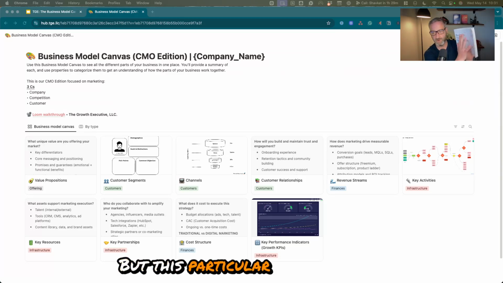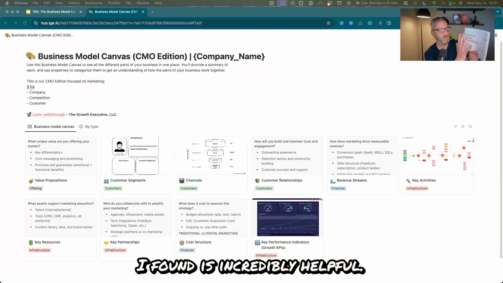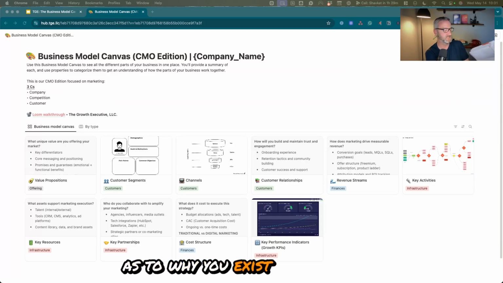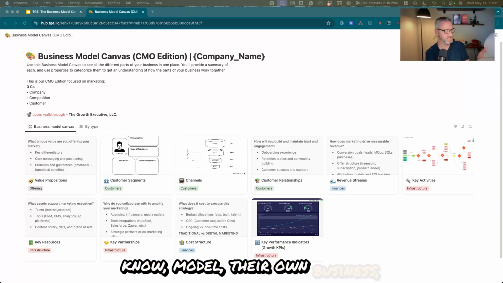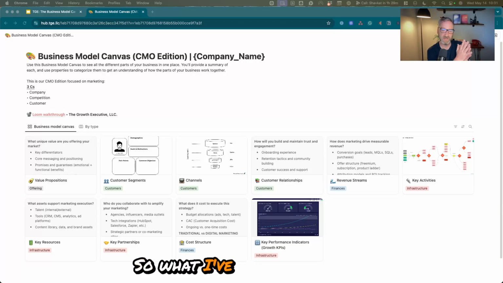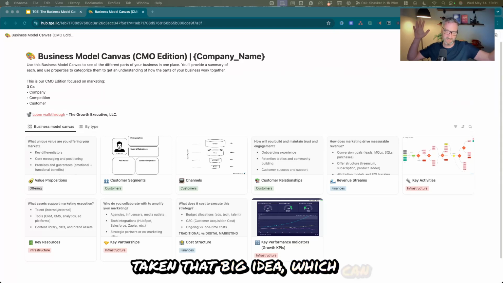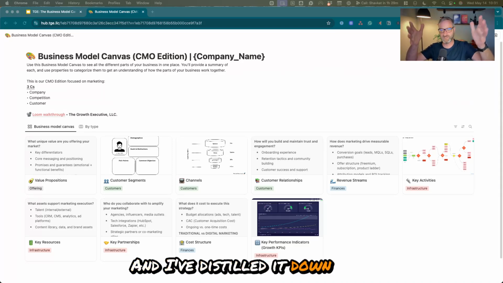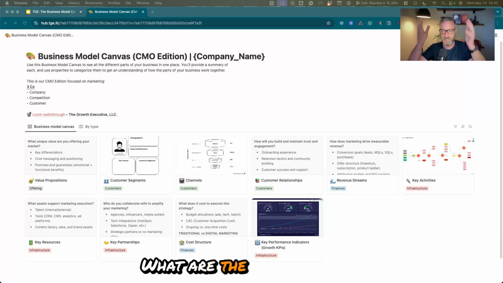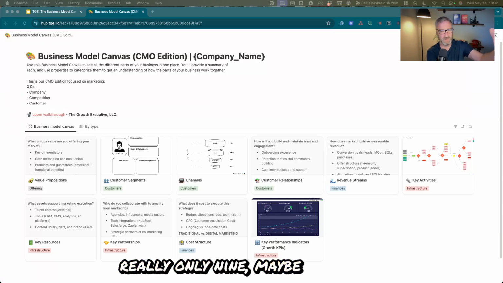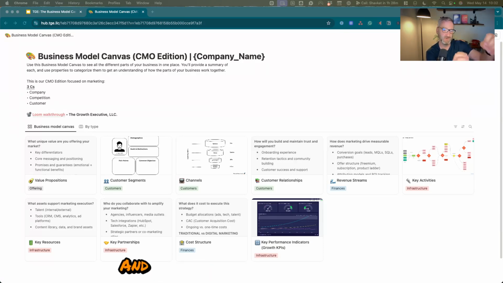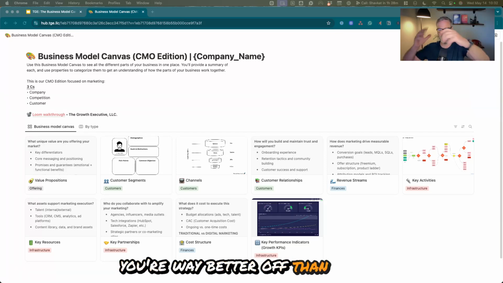But this particular process, what I found is incredibly helpful if you're looking for big ideas as to why you exist as a company and how you communicate that in what they call their own business model, their own canvas. So what I've done here is I've taken that big idea, which can sometimes be a bit overwhelming, and I've distilled it down to just the aspects of marketing. What are the key drivers of marketing? I argue in my trainings and in this resource that there's really only 9, maybe you could stretch it to 10 key drivers of marketing. And if you can segment those and understand them clearly and roll them out one module at a time, you're way better off than trying to create this big plan.